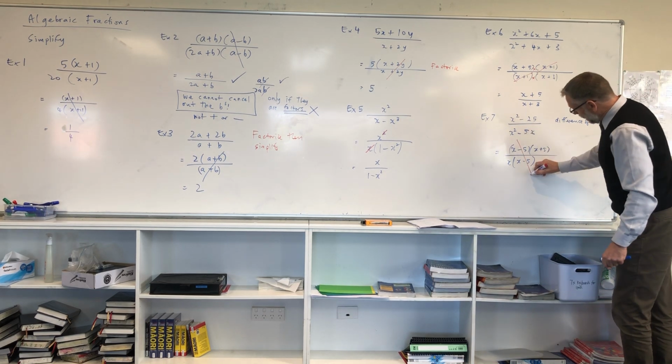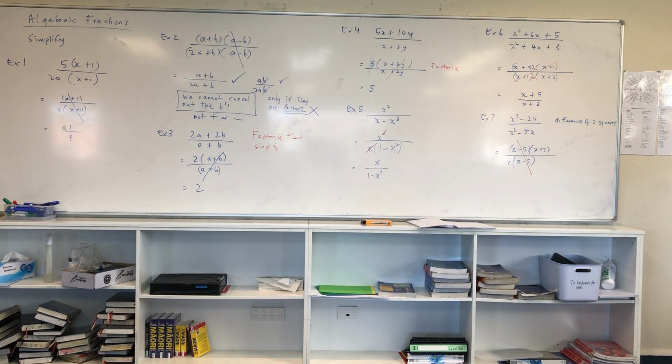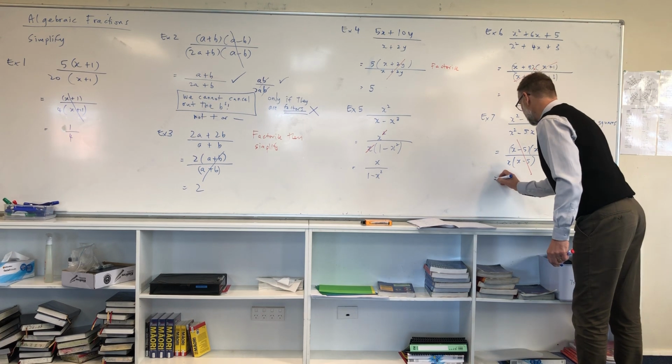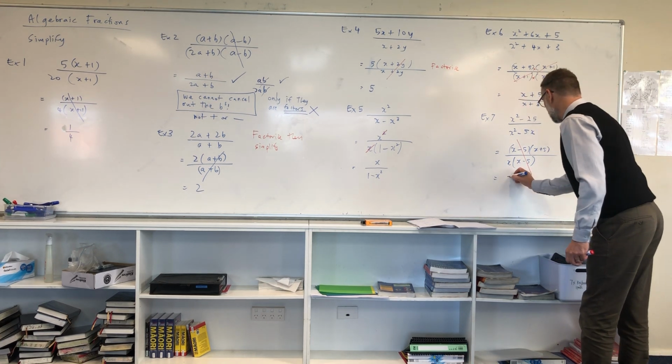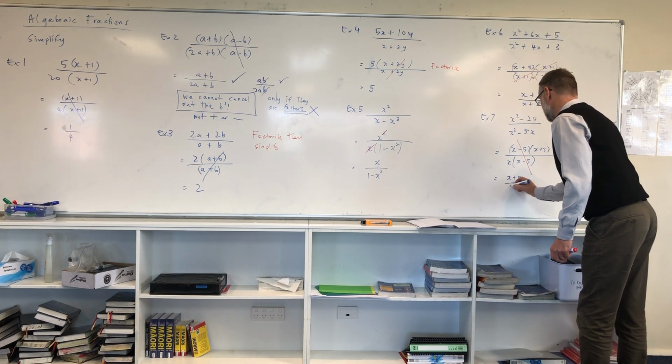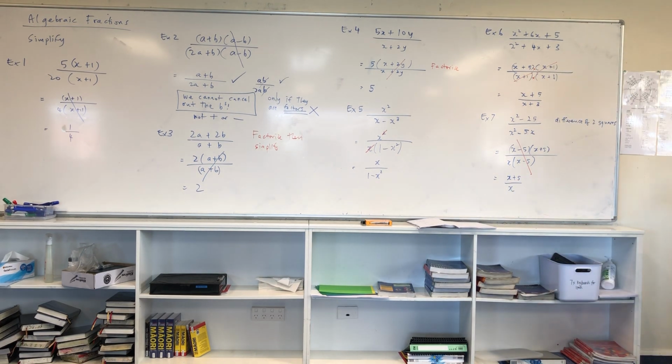So we don't need to do that anymore. Hopefully you've had long enough, and you can see there that we can cancel out that x minus 5 because we've factorised, and therefore I've got 2 factors that will cancel, x minus 5, and I'm left with x plus 5 over x, and we can't go any further because I've run out of factors to factorise.